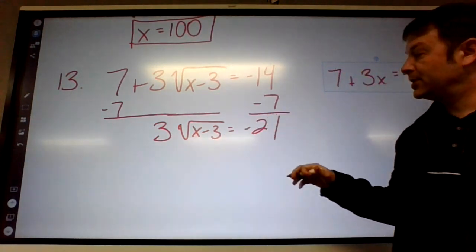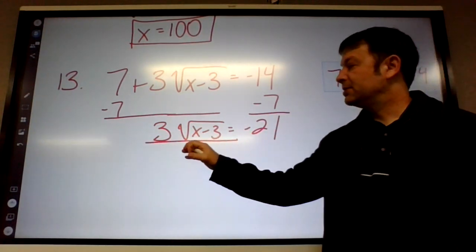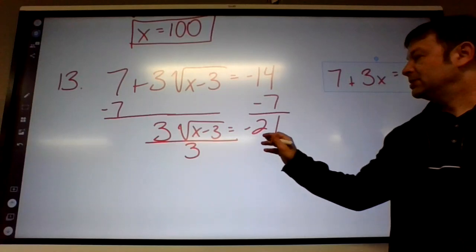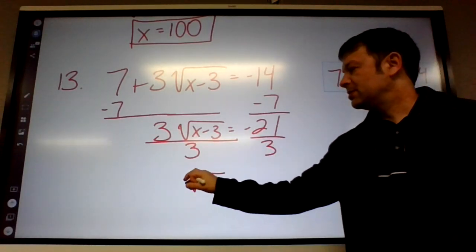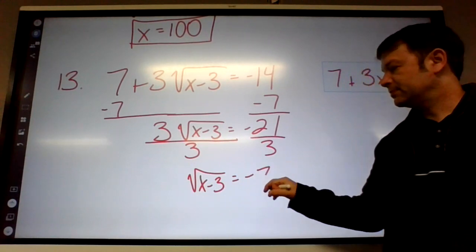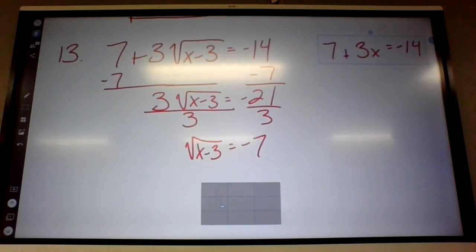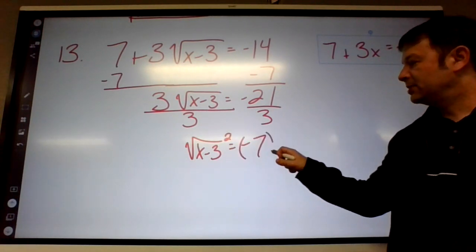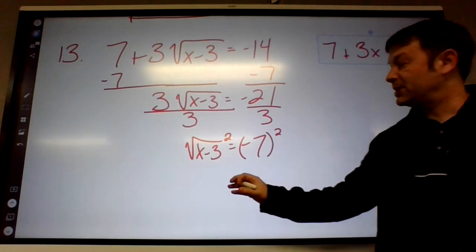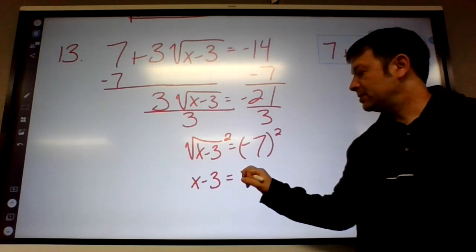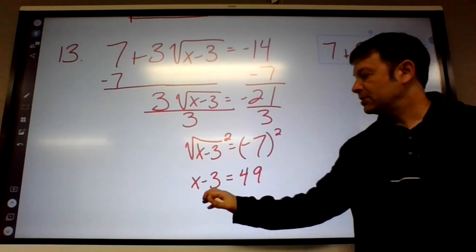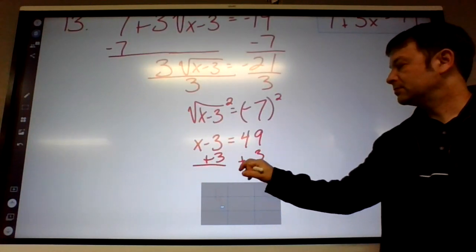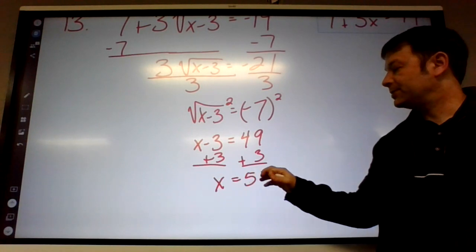Yeah, -21. And divide by 3. 3 is multiplied to the square root, so we are dividing it. Okay, now I got the square root by itself, so I'm going to get rid of it by squaring. Square the left side, square the right side, you get X minus 3 and 49. So, got 52.